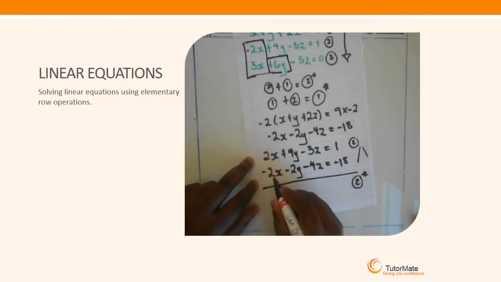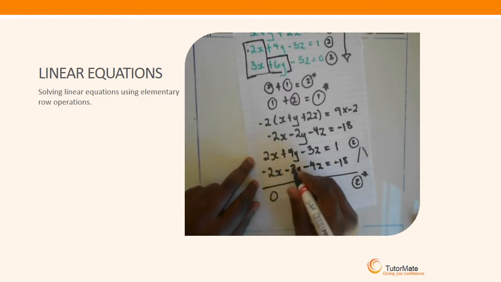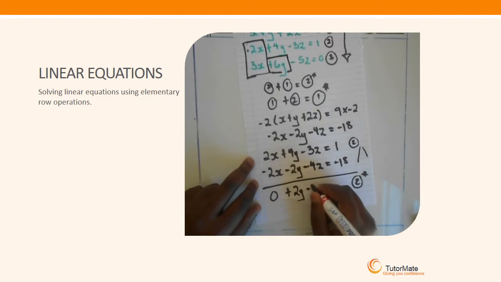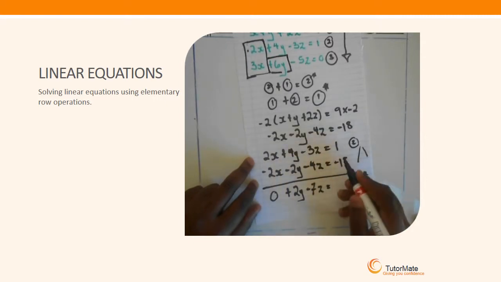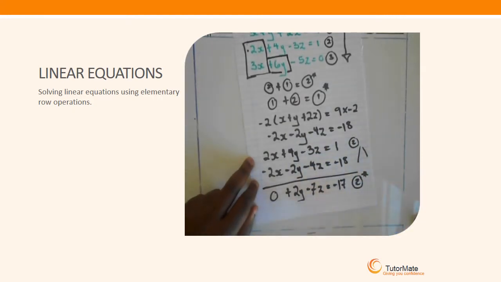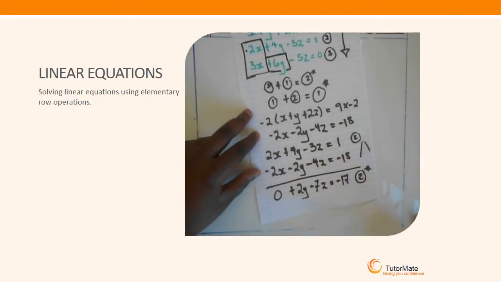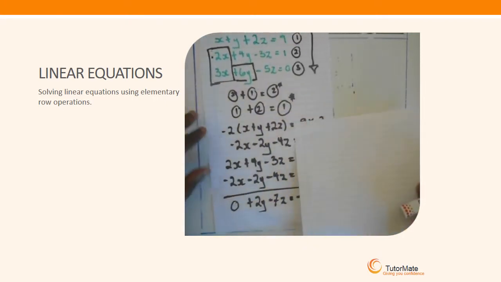Therefore, minus 2x plus 2x is equal to 0, plus 4y minus 2y is equal to 2y, plus minus 3z minus 4z is equal to minus 7z, which is equal to 1 minus 18, which is minus 17. So this now becomes your new equation 2. So you want to rewrite your equations.